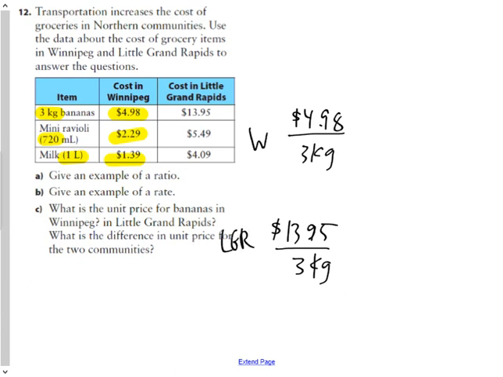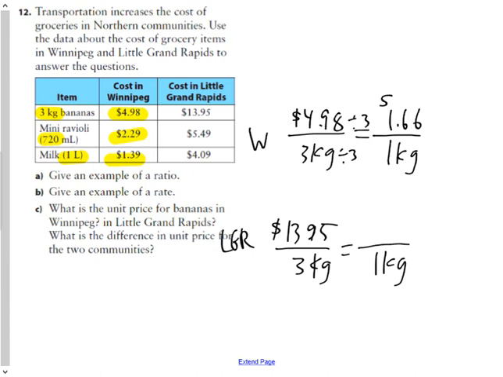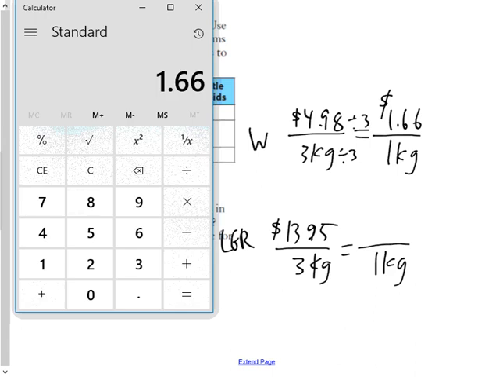So what it asks us to do is determine the unit rate for both communities. A unit rate means how much is it for 1 kilogram in each of these 2 communities. If I divide both terms by 3, $4.98 divided by 3 tells me that the unit rate is $1.66 for 1 kilogram of bananas in Winnipeg. That same cost for 1 kilogram in Little Grand Rapids is $4.65 per kilogram.